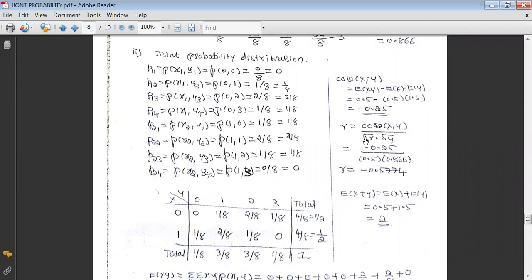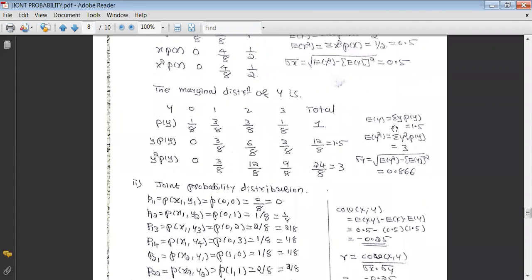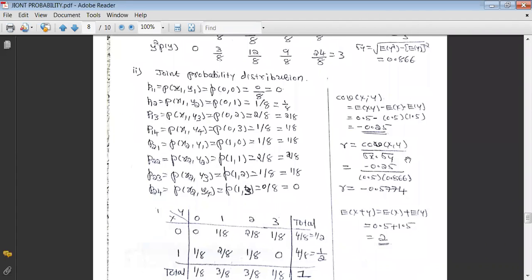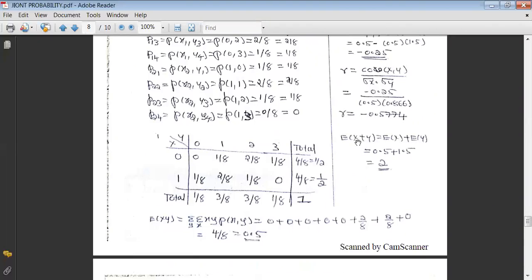xy divided by standard deviation of x into standard deviation of y. And covariance of xy, so far we got it as minus 0.25, and standard deviation of x is 0.5 and standard deviation of y is 0.866. Once you simplify this, it will result in minus 0.5774.